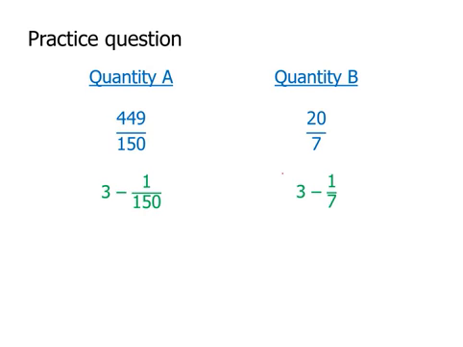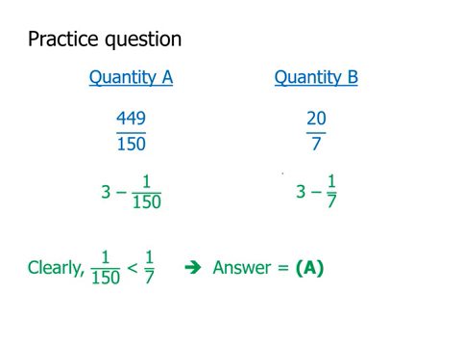Well, of course, look at what we're subtracting. Clearly, 1 over 150 is much less than 1 over 7. And so if we're subtracting something bigger, start from the same place, subtract something bigger, we go down more. Subtract something smaller, we go down less. And so the bigger one here has to be the one where we're subtracting the smaller quantity, which is answer choice A.